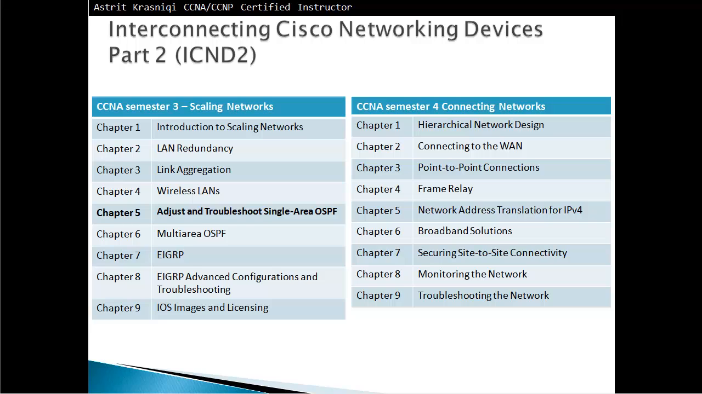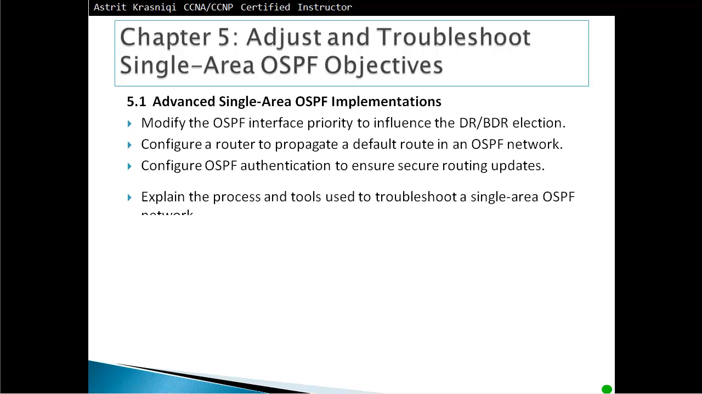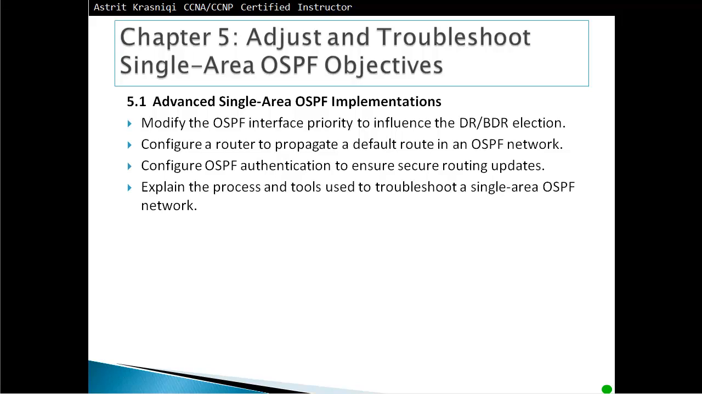Today we are going to cover CCNA Semester 3, Scaling Networks, Chapter 5, Adjust and Troubleshoot Single Area OSPF. Objectives for this chapter are Advanced Single Area OSPF implementation. It's advanced because basic single area OSPF implementation you have covered in CCNA Semester 2, Chapter 8.